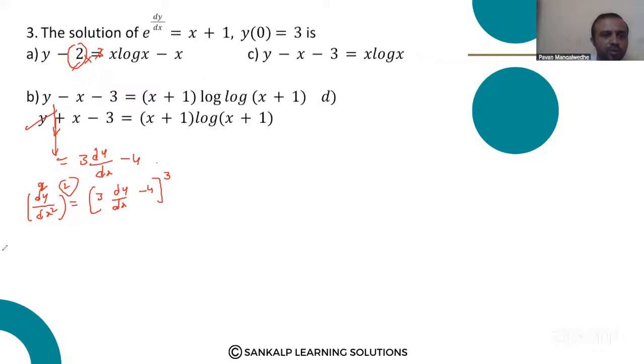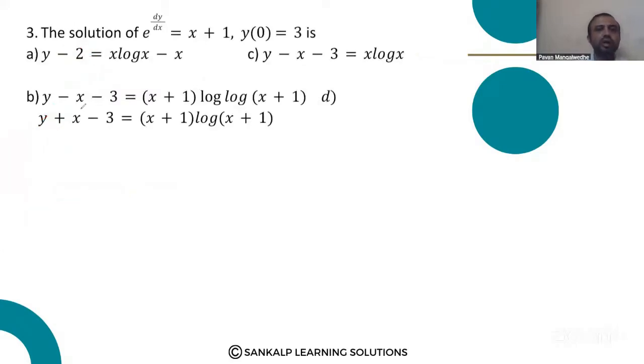So the next question is about the solution of e raised to dy by dx, which is equal to x plus 1, y of 0 is equal to 3. What is the solution of this? Option A, option B, option C, option D are given. So here option D is present.